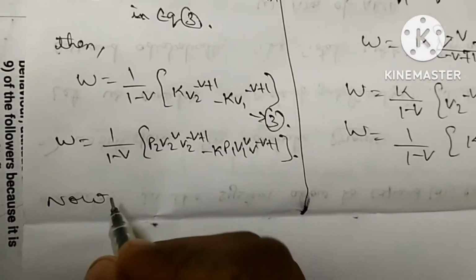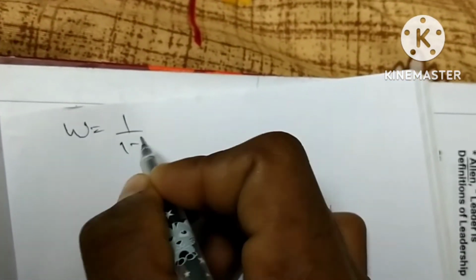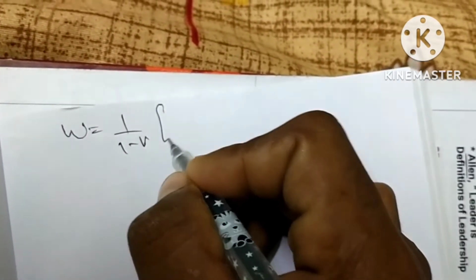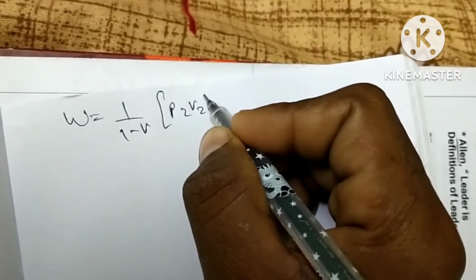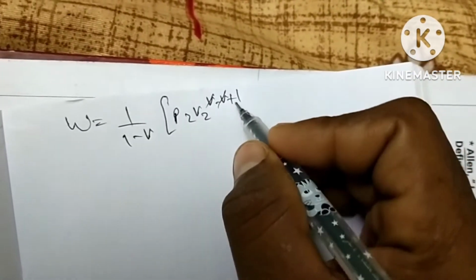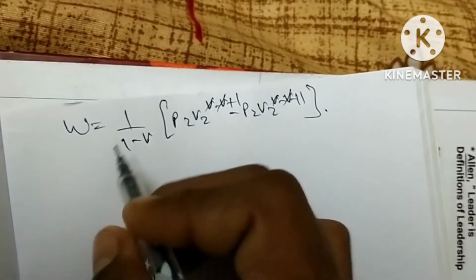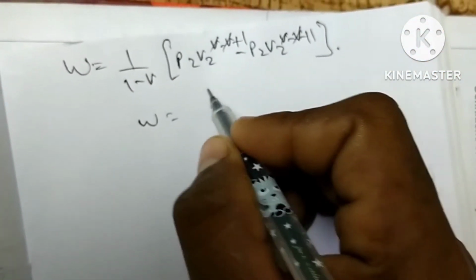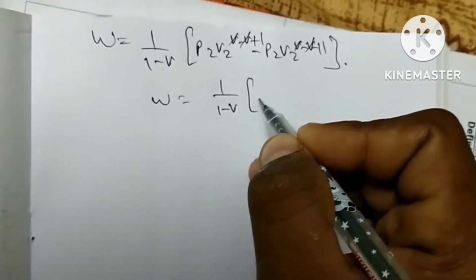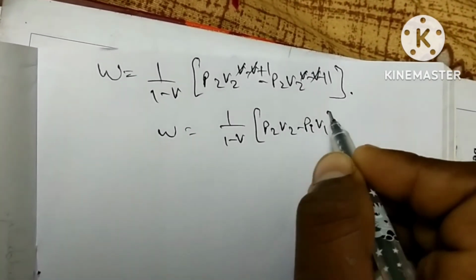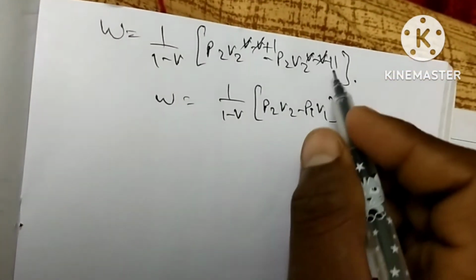Now W equals 1 by 1 minus γ into P2 V2^γ V2^(1-γ), here V^γ cancels, minus P1 V1^γ V1^(1-γ), V^γ cancels. W equals 1 by 1 minus γ into P2 V2 minus P1 V1. Let it be fourth equation, as power 1 means 1.